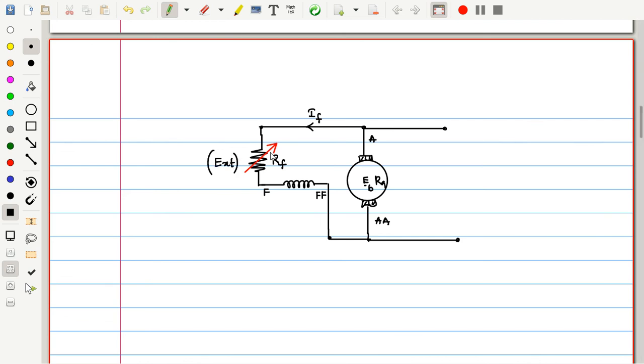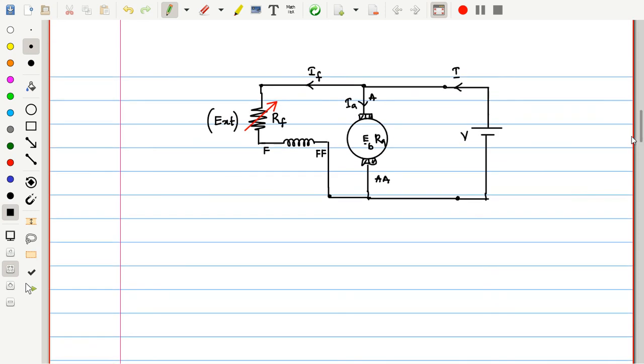How much resistance? Some value, I am considering that as Rf. Now I am able to vary this resistor, and as I vary it, the machine speed is going to vary. Let me put some more connections. As this is a motor, voltage is applied across this. Let us say voltage V, current I, and armature current Ia. In this way, this is the field control method of the DC machine.